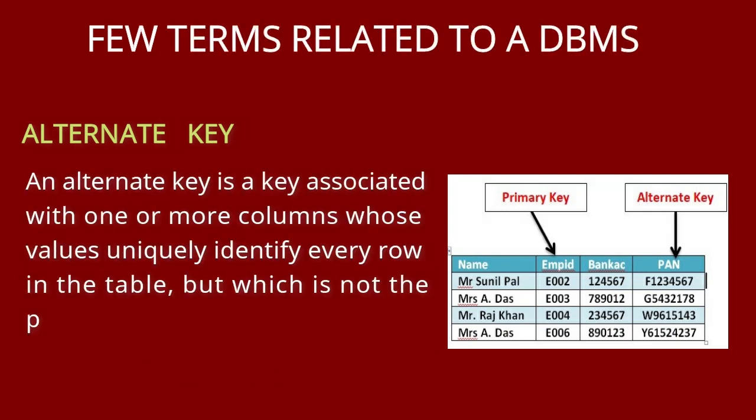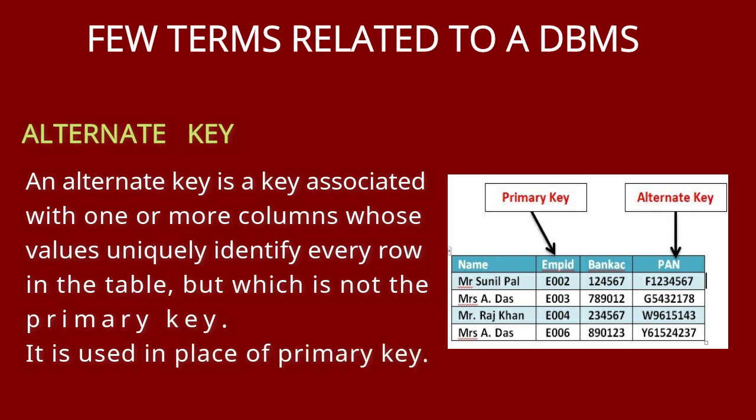Alternate key. An alternate key is a key that is associated with one or more columns whose values uniquely identify each row in a table, but which is not a primary key. It is used basically in place of a primary key column. See, this is a candidate key. An alternate key is a candidate key. It replaces the primary key.